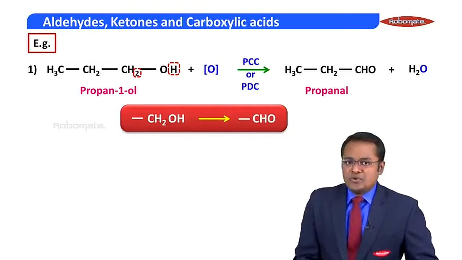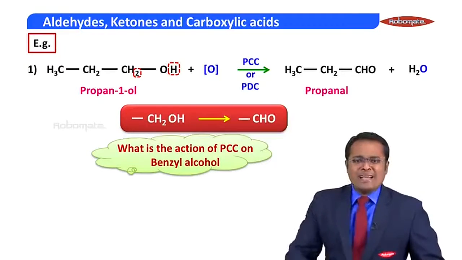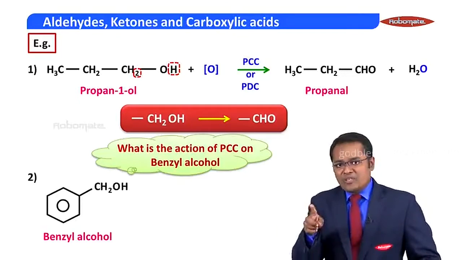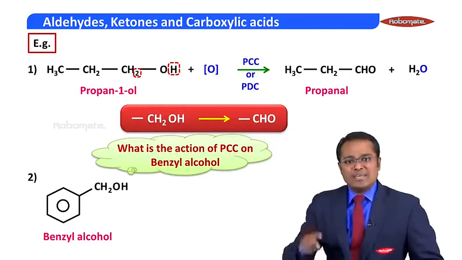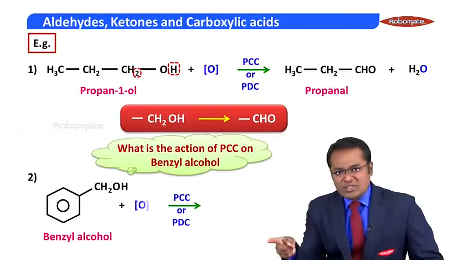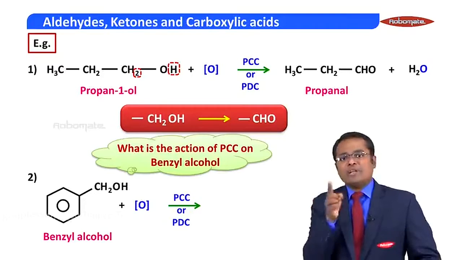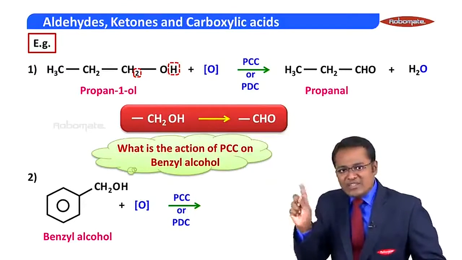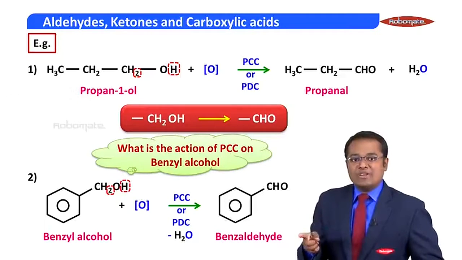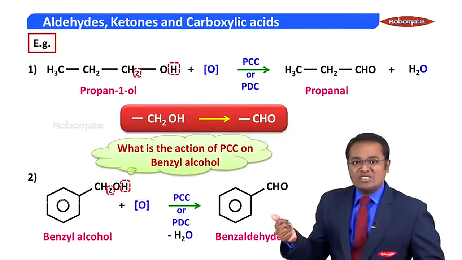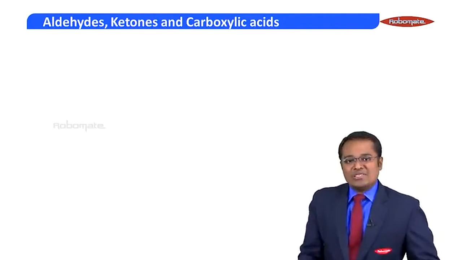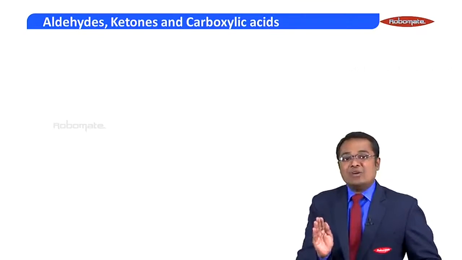Here's a question for you: what is the action of PCC on benzyl alcohol? Students, here there is benzyl alcohol. Do you identify the CH2OH group? Yes, it's a primary alcohol. Now use PCC for oxidation. The nascent oxygen will remove 2 hydrogens and O, and you'll get an aldehyde. Or use the shortcut: the CH2OH group gets converted to a CHO group. So you have an aldehyde, and the name of this compound is benzaldehyde. Is it correct, students?